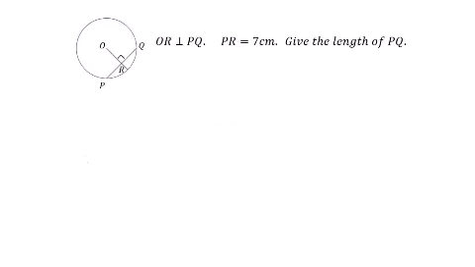The next question. OR is perpendicular to PQ. PR is equal to 7 centimeters. Give the length of PQ. So again, OR is perpendicular to PQ, which means this is bisecting PQ and it is making 90 degrees angle. And our PR is 7 centimeter. So this is 7 centimeter. Now we need to find the length of our PQ.